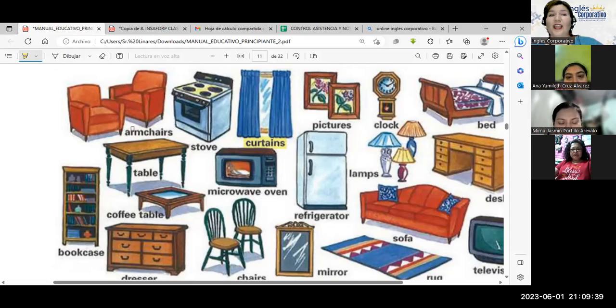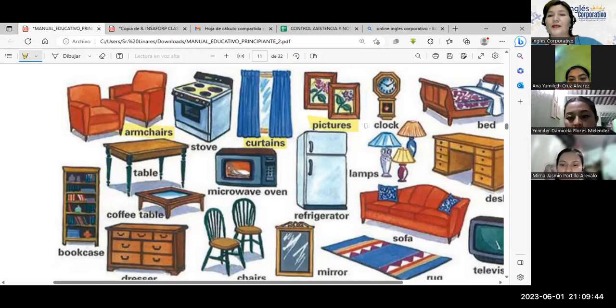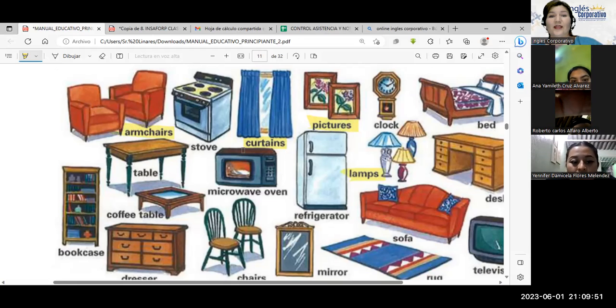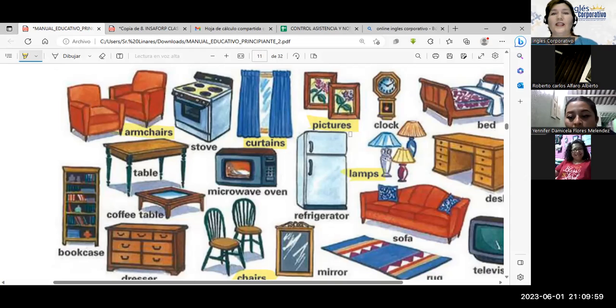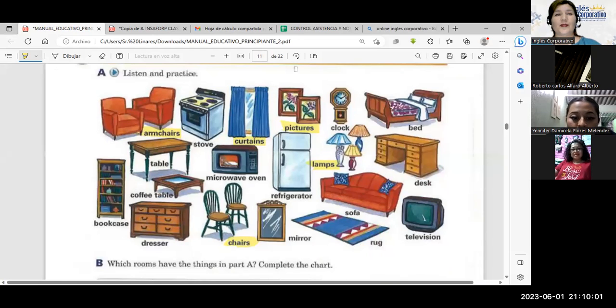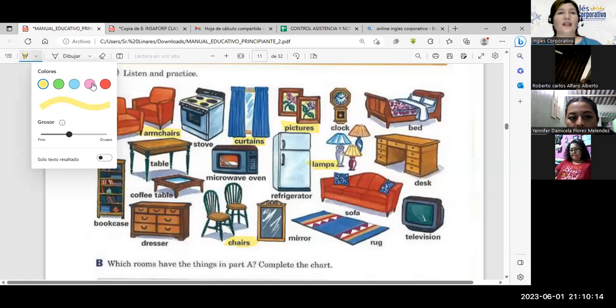Armchairs. Armchairs, right? Armchairs. Pictures. Bookcase. Lamps, right? Lamps. Chairs. The curtains, yes. Okay, I have the curtains and I think I have only those. The pictures is also plural. What about the singulars? We're going to mark the singulars on red.